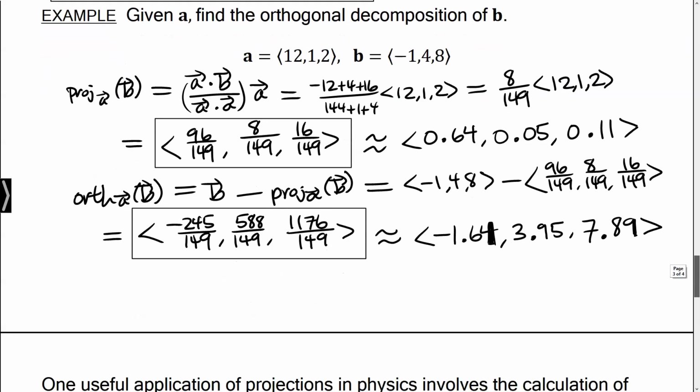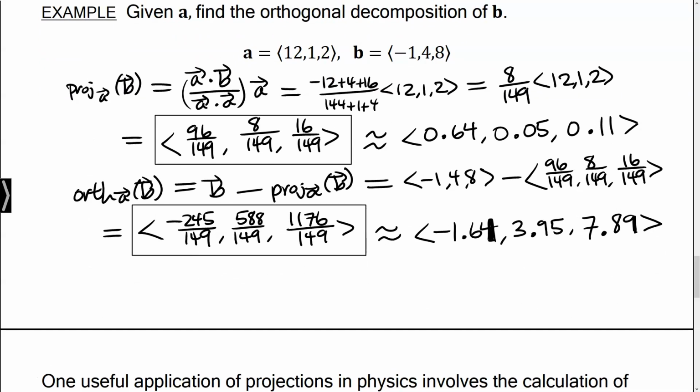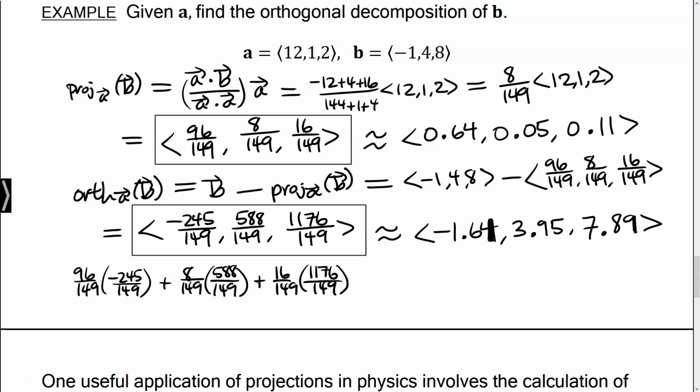And now, these should be orthogonal, so we should be able to check that. One way you can do this is to take 96 over 149 times negative 245 over 149, plus 8 over 149 times 588 over 149, plus 16 over 149 times this. Notice that it's just something over 149 squared. And if you do 96 times negative 245 plus 8 times 588 plus 16 times 1176, you should end up with 0. So you can check that that's just 0. That means they really are orthogonal. I multiplied them out, added them up, and got 0. So these are orthogonal.